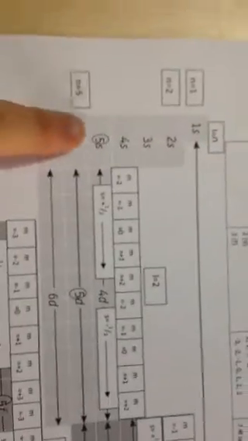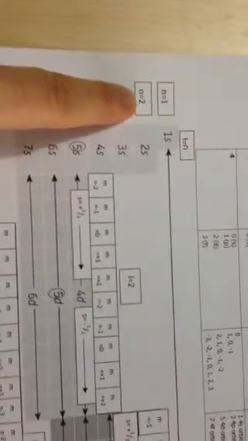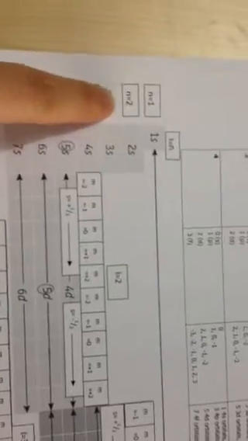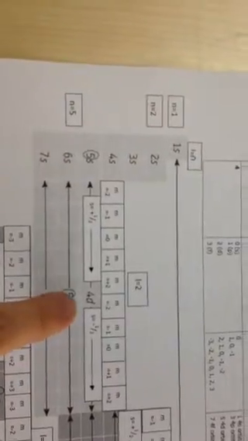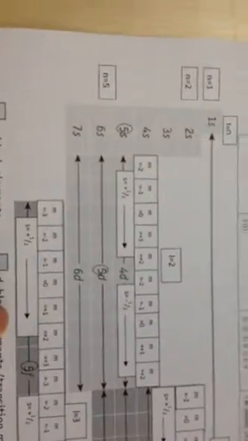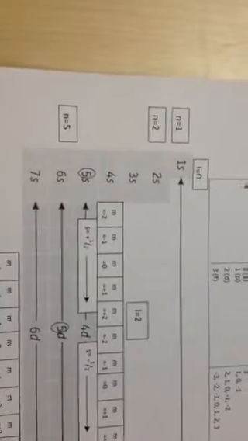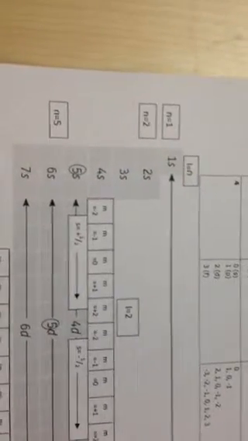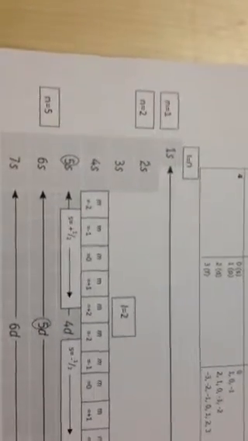So again, N refers to the energy level. It does correspond to the period for the S and the P orbitals, but it doesn't correspond to the period for the D and F orbitals. So please be aware that N represents the energy level, not the period.